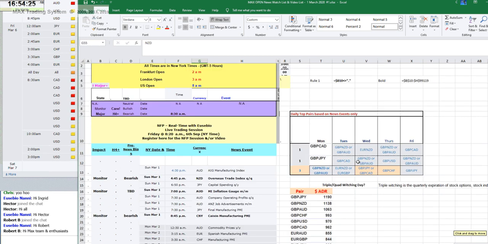So we will have the pound Kiwi or pound Aussie. Yep. Then I would like to take the pound Swiss. Yeah, sorry, the pound Swiss would be the next one. Okay. And then the pound yen.